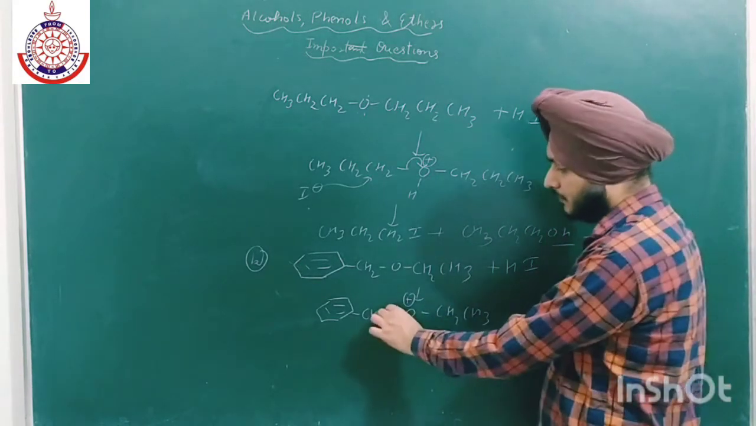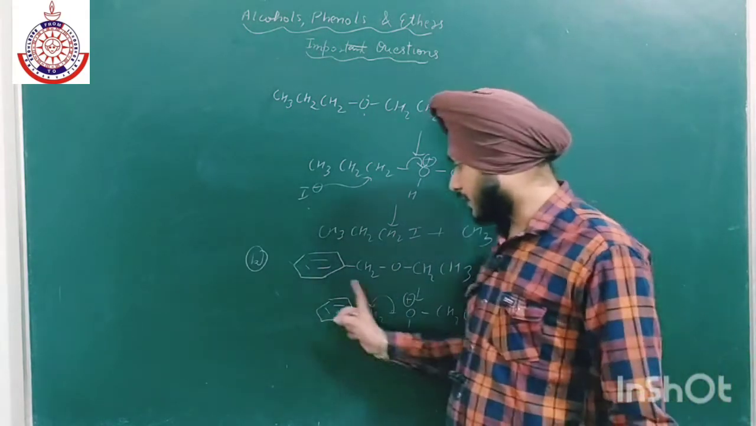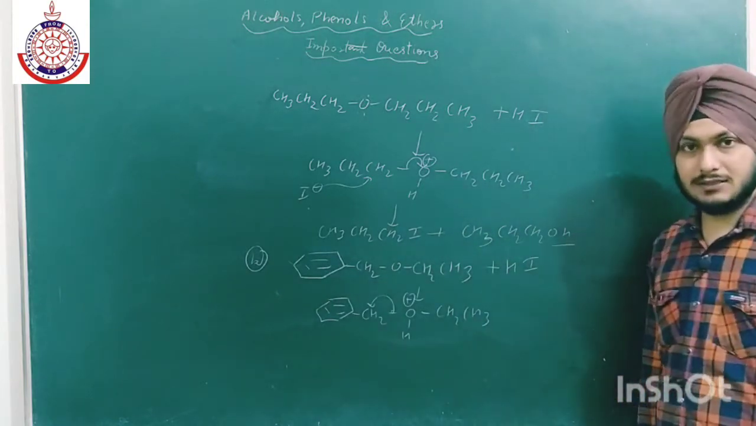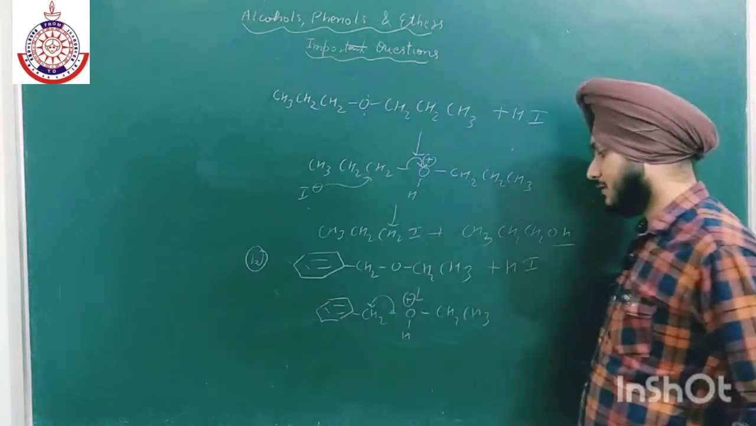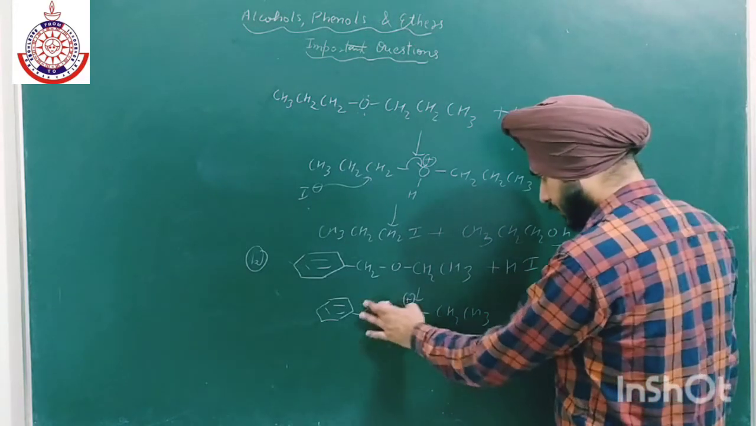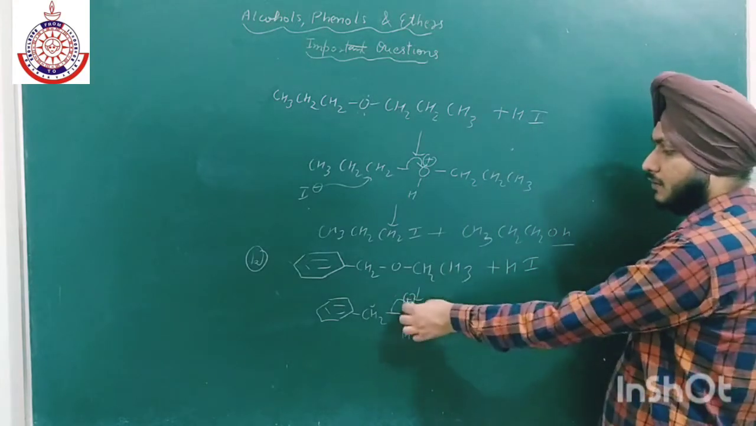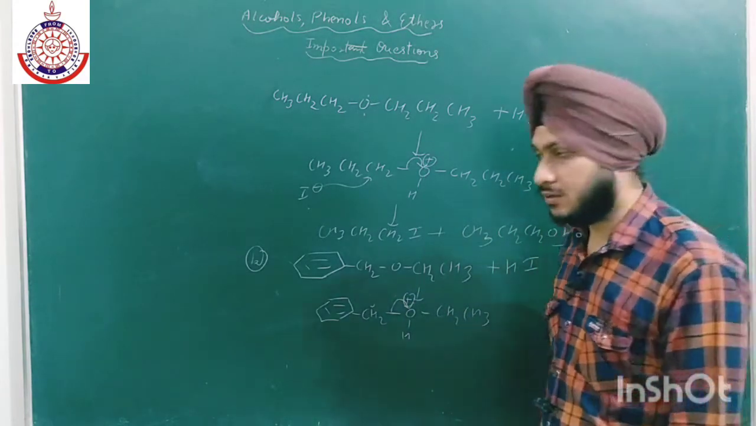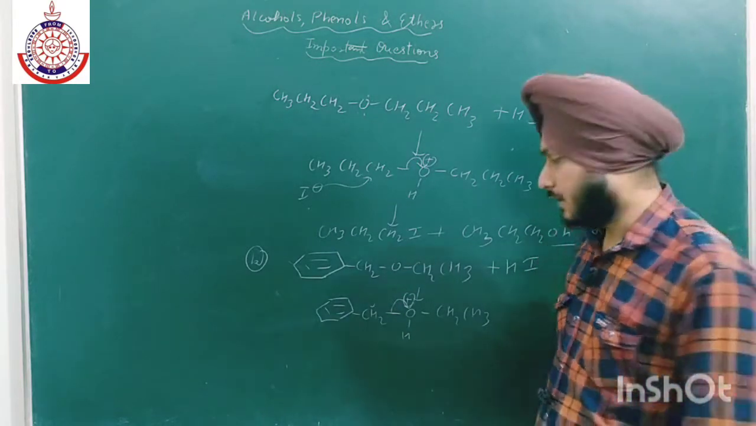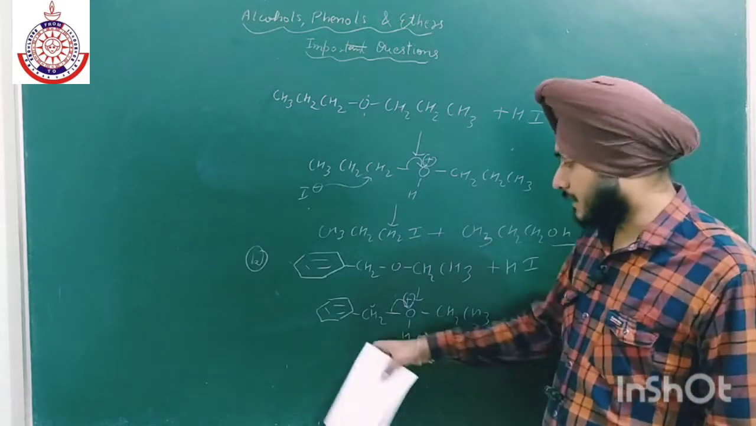So if I shift this bond over here, we will get a positive charge, and this positive charge is in resonance with the benzene ring, so it will get resonance stability. So this is the main choice. Otherwise, if I shift this bond, then there will be no formation of a stable carbocation. Then we will get ethyl as a carbocation, which is not so stable as compared to the benzylic one.